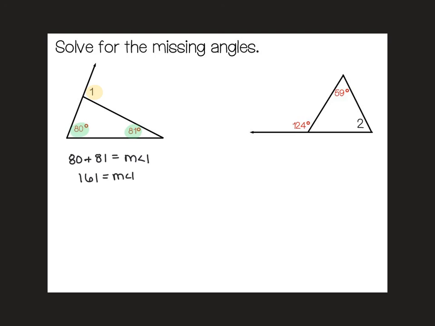Again, on the next one, the two remote angles add up to be the exterior angle. So I would have the measure of angle 2 plus 59 equals 124. And I can solve by subtracting 59 from both sides. So the measure of angle 2 equals 65.